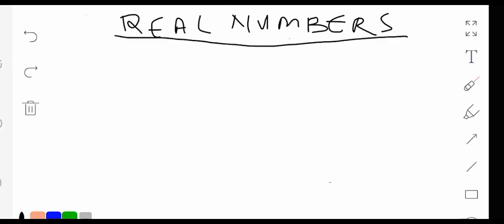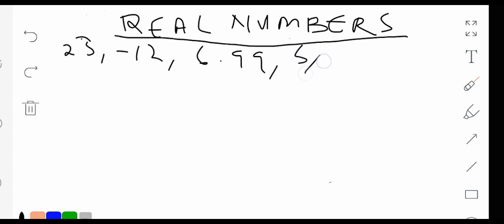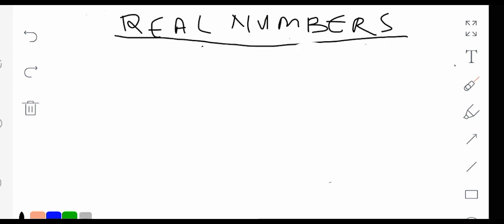Let me quickly give examples of real numbers. Real numbers can be 23, minus 12. These are real numbers. 6.99, 5/2, pi, etc. So these are examples of real numbers. Real numbers can be divided into two. We have what we call rational numbers and irrational numbers.